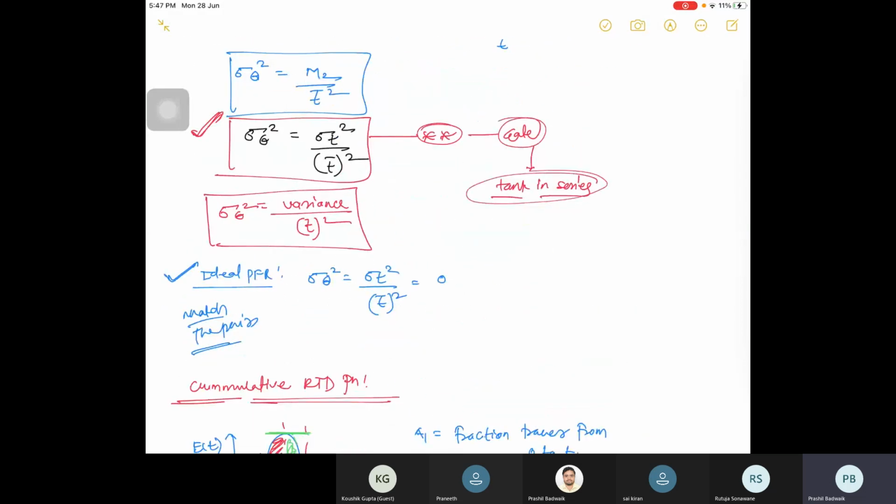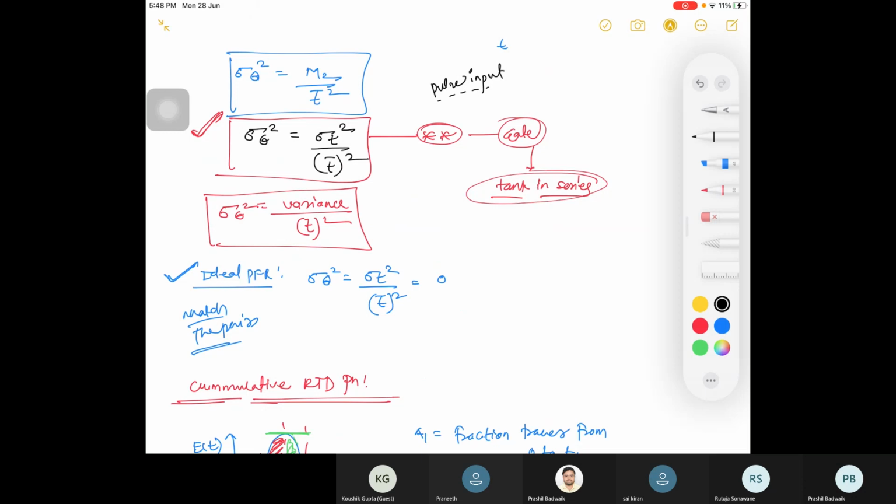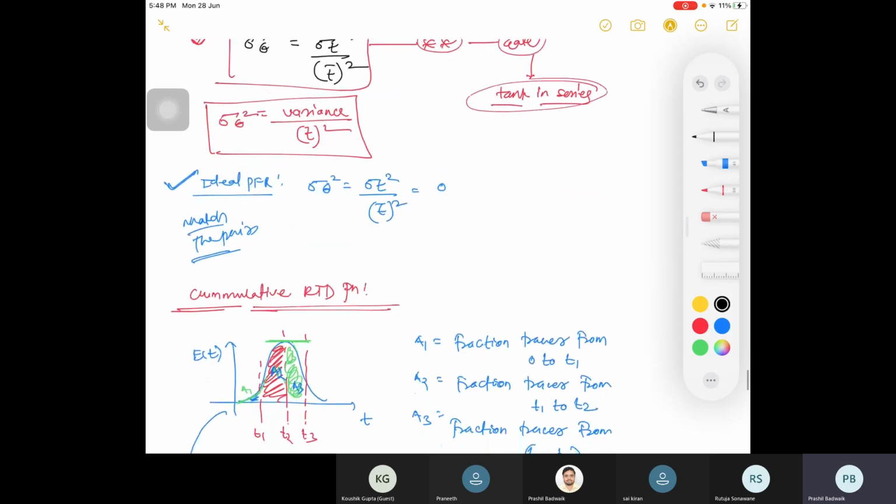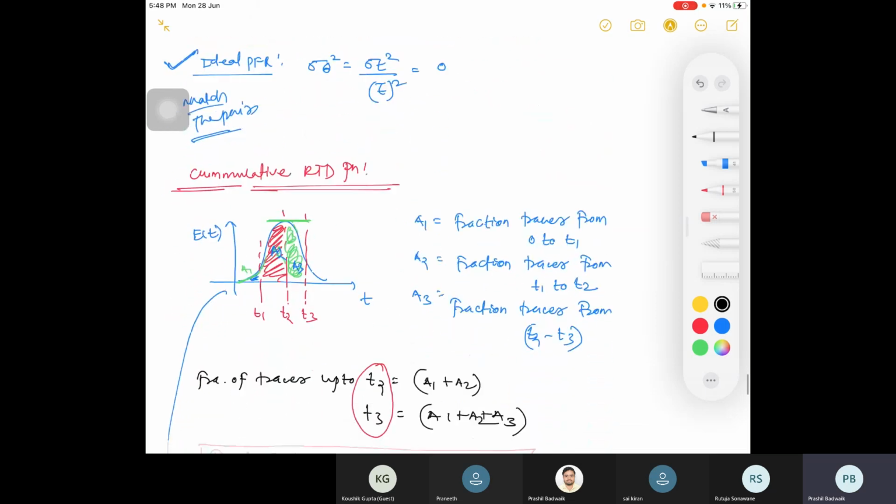Then we found out your normalized sigma theta square, right? Sigma theta square is your sigma t square divided by t mean square, right? And please remember, this is important: these values which we derived are for your pulse input, right? For pulse input or pulse test injection. We haven't started with your step tracer. Once we start, I'll tell you what that value is.